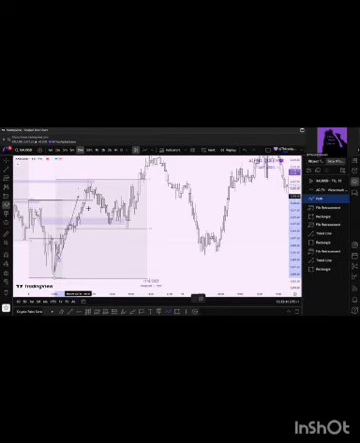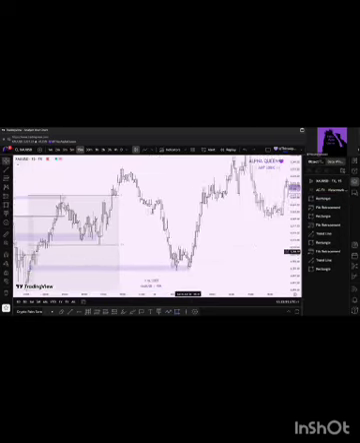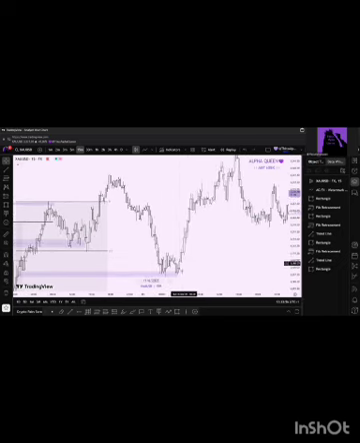Are you seeing that? A valid rally-based rally. So I can see that. I'm expected to take my entry from here, around here. But it's a valid rally-based rally, so I want to wait for a market structure shift also. As you can see, that was what price did here. Yeah, market structure shift.